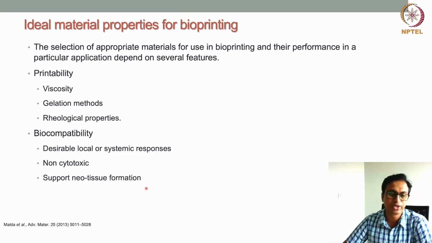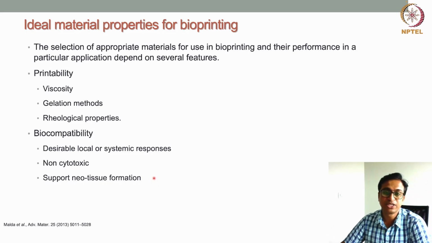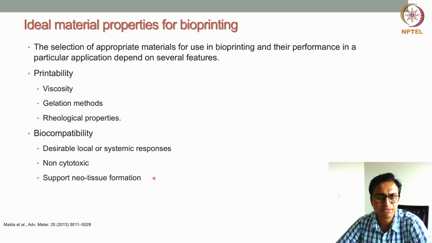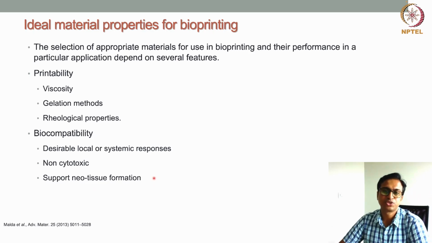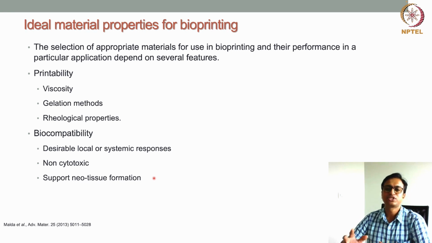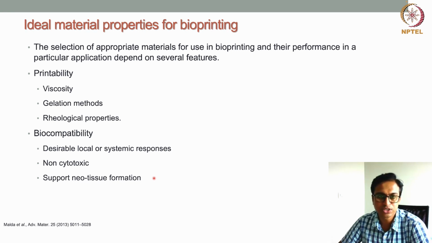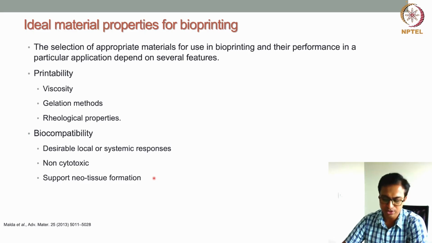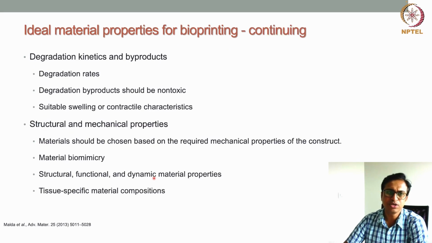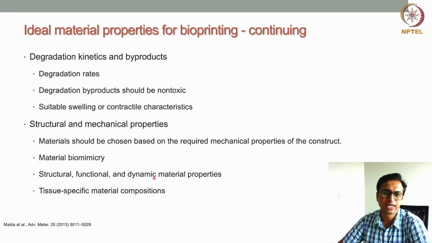Only then can we use them for bioprinting, because in bioprinting our ultimate aim is to develop artificial tissue and organs, right? If the new tissue is not forming, then that kind of bioink is not useful. There are more properties, like the degradation kinetics and byproducts.